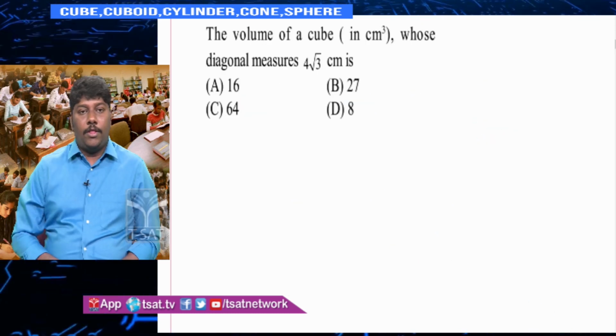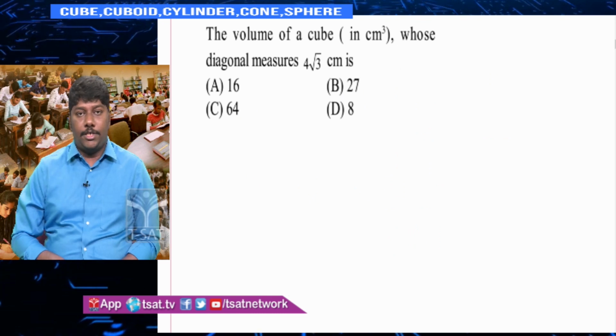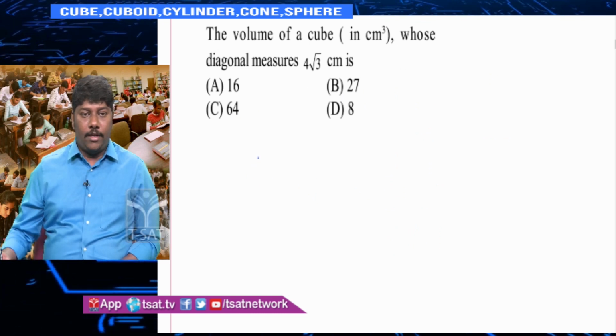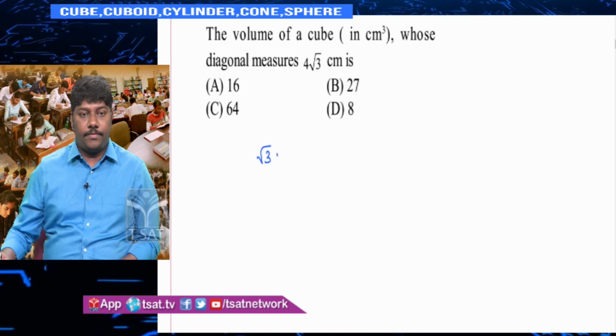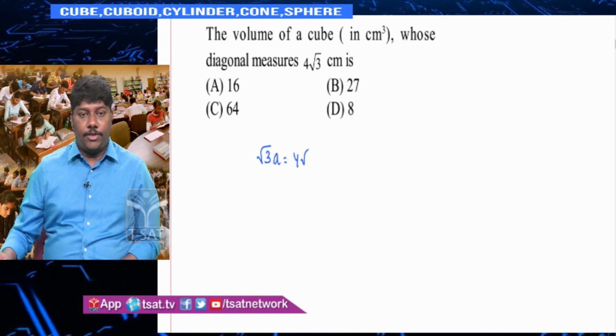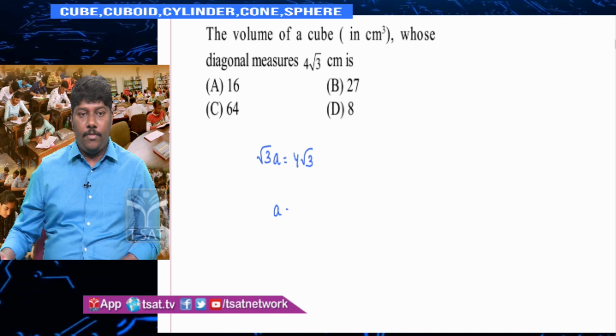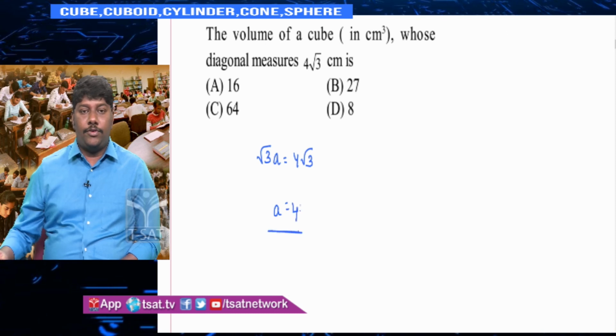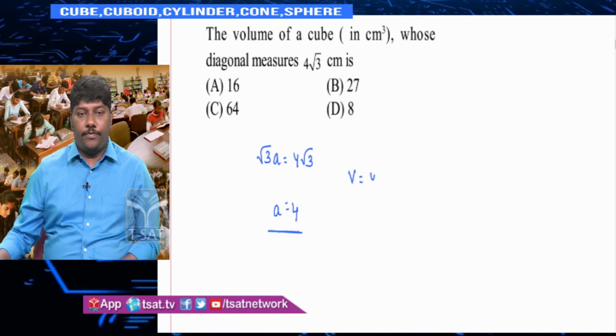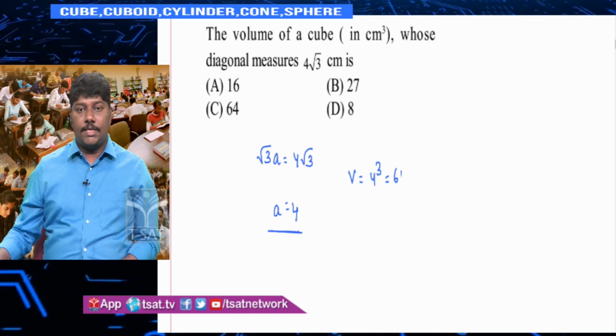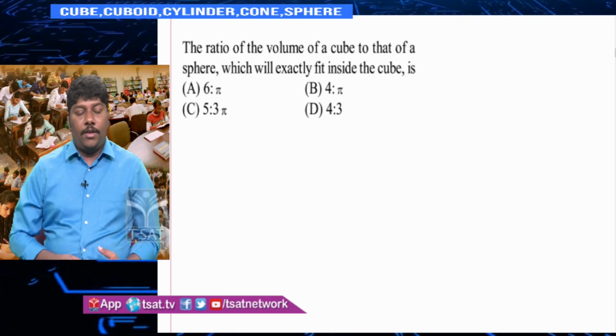Look at the next one. The volume of the cube whose diagonal measures 4 root 3. We know the diagonal of the cube is root 3 a, which is equal to 4 root 3. Edge is equal to 4, therefore volume is equal to 4 cube, that is 64.